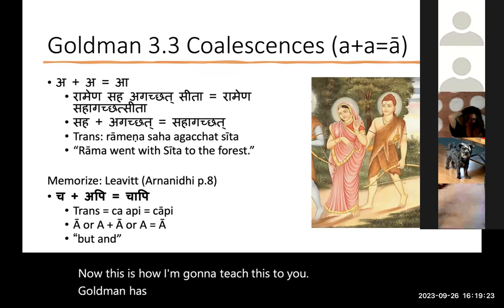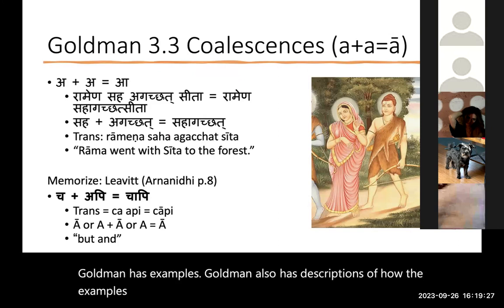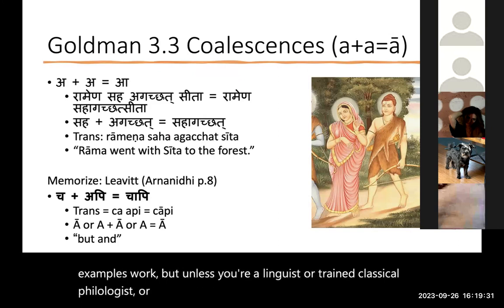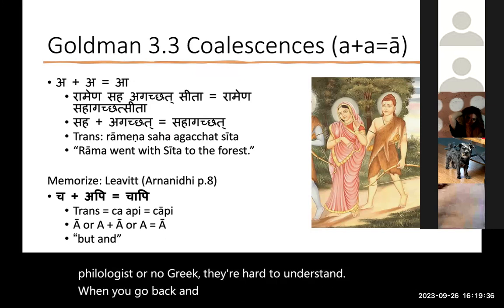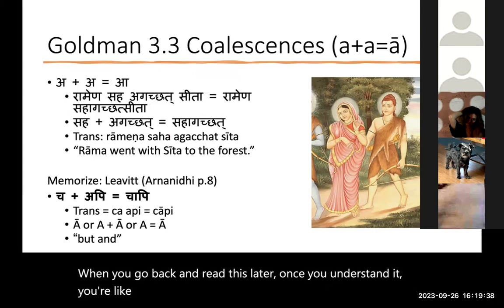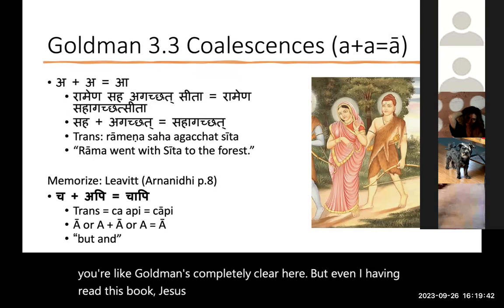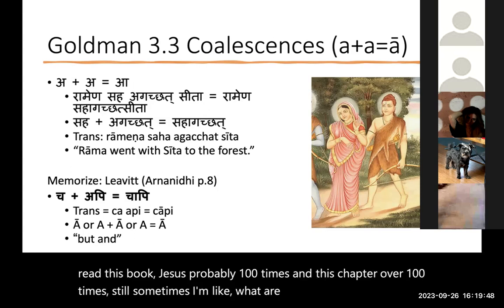Goldman has examples. Goldman also has descriptions of how the examples work. But unless you're a linguist or a trained classical philologist or know Greek, they're hard to understand. When you go back and read this later, once you understand it, you're like, oh, Goldman's completely clear here. But even I, having read this book, probably 100 times, and this chapter over 100 times, still sometimes I'm like, what are you talking about, Goldman?